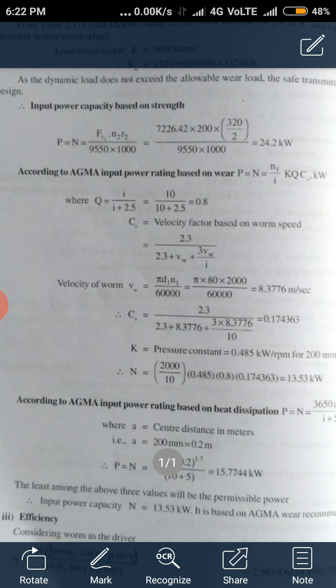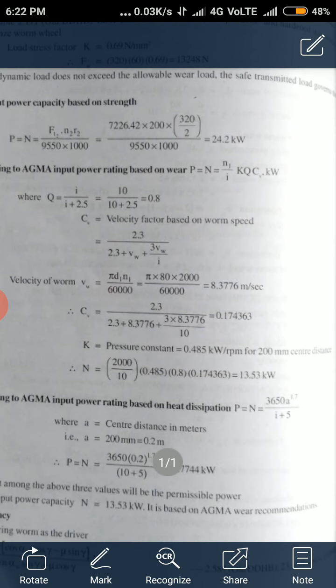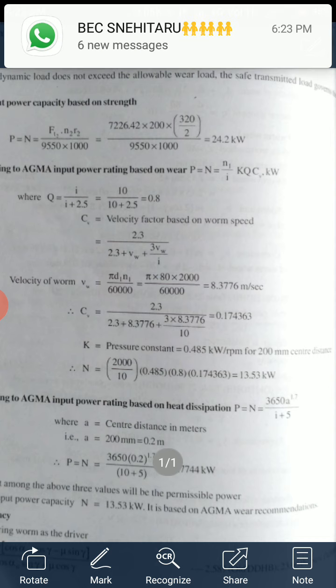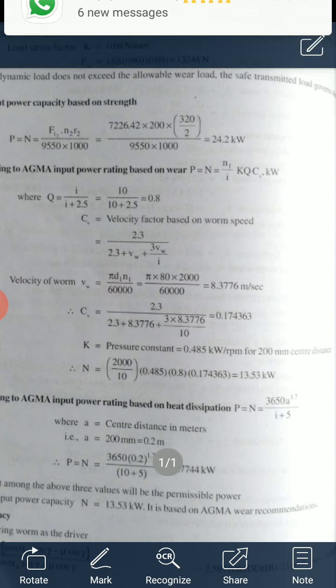Next, the power based on worm, that is capital P equal to capital N, equal to N1 by I K Q Cv. Where Q is what? Small i by small i plus 2.5. I is what? Velocity ratio. Substitute and check how much you'll get. Cv is given by 2.3 divided by 2.3 plus Vw plus 3 Vw divided by i, where Vw is the velocity of the worm. Again, that is given by pi d1 n1 divided by 60,000. So you substitute values, you get some value.